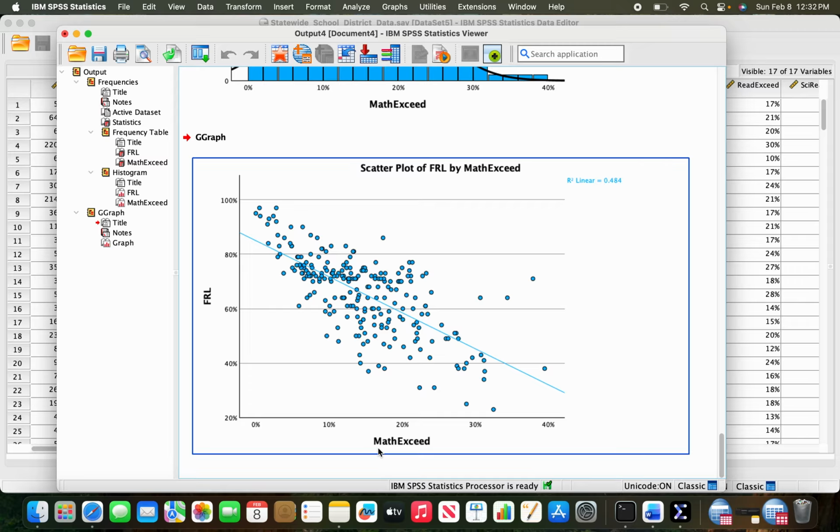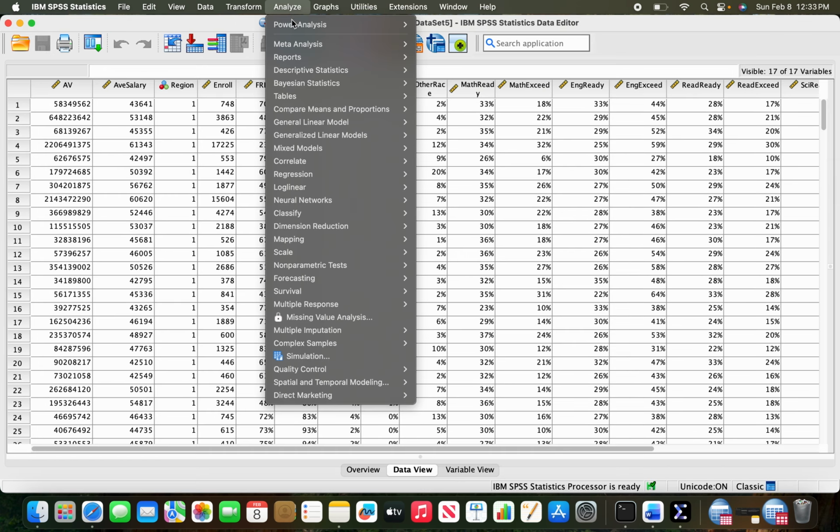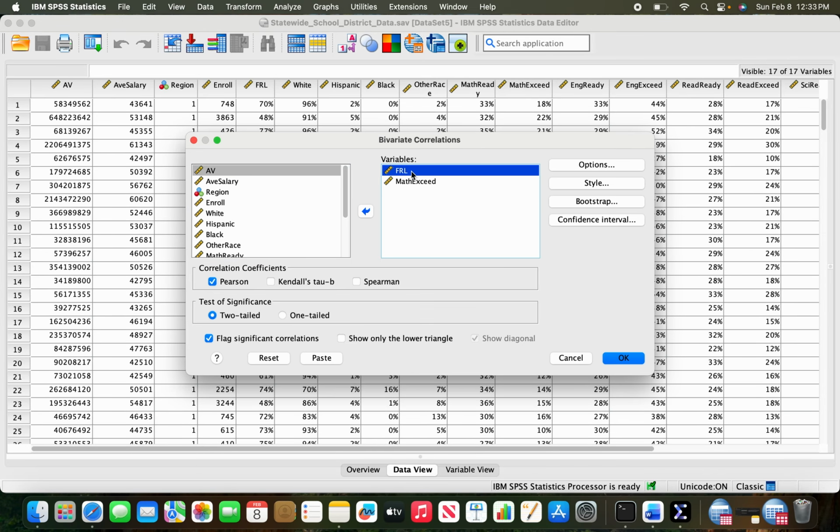Also, I'm just seeing that there's an R squared linear equals 0.484. I don't think that's what we're looking for necessarily, so just ignore that part. And now we're actually going to run the correlation test. So this is where I'm going to probably mess something up. It is under correlate, bivariate. I'm looking at free reduced lunch and math exceed.